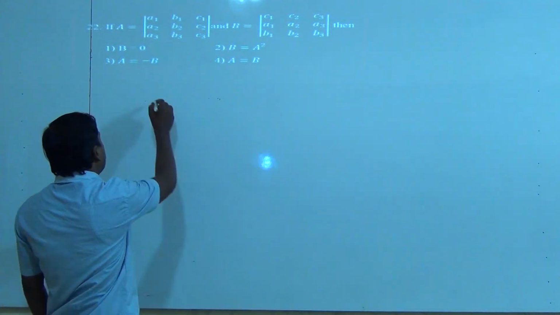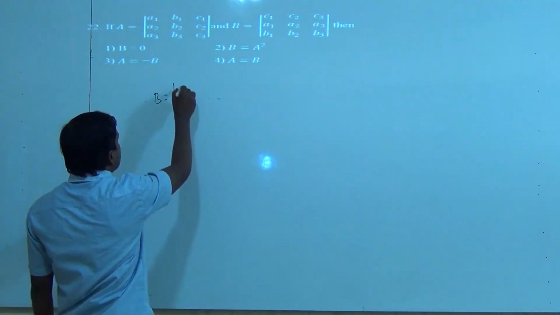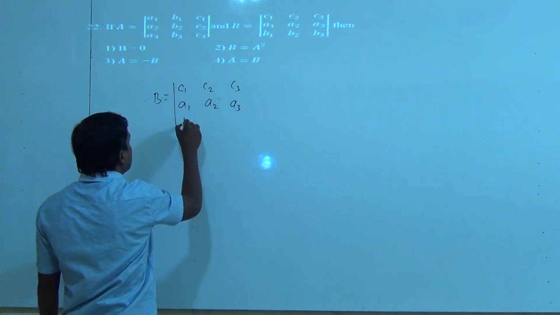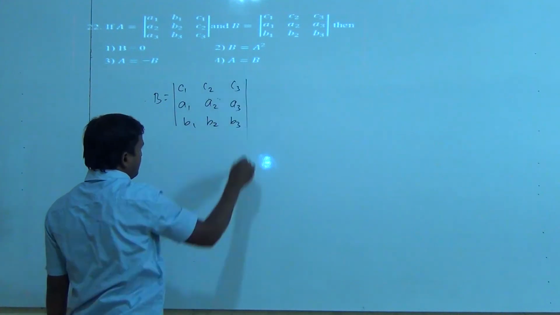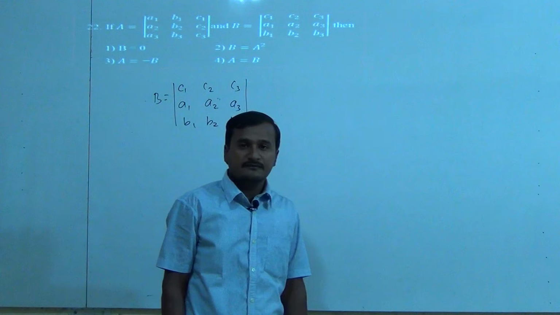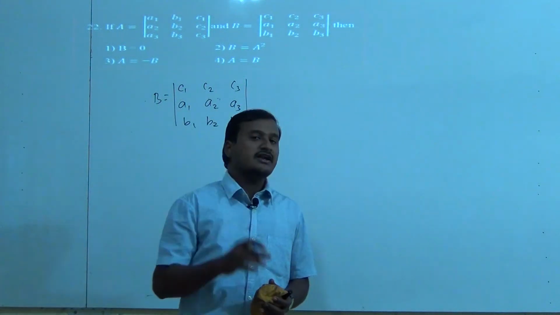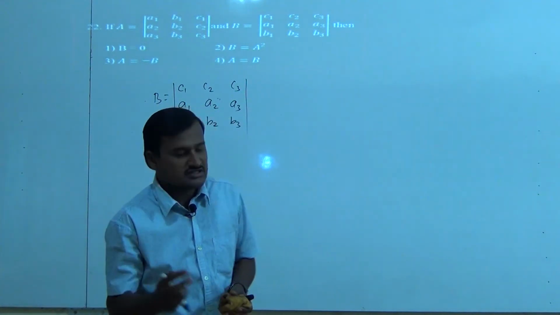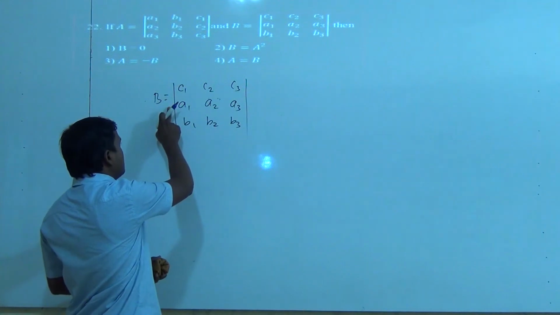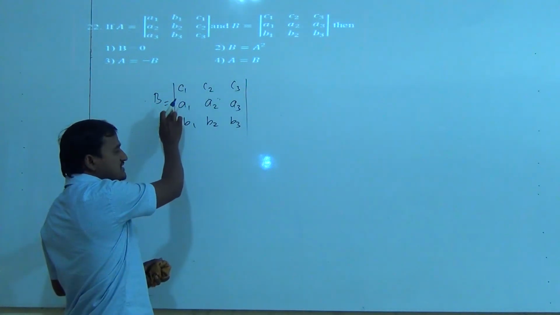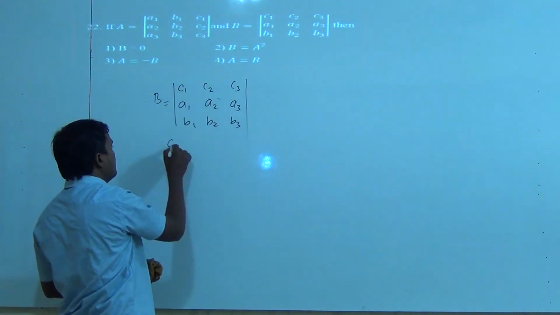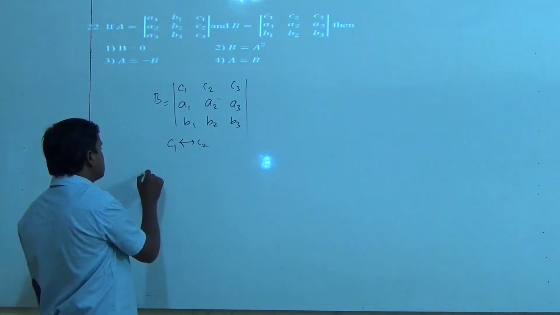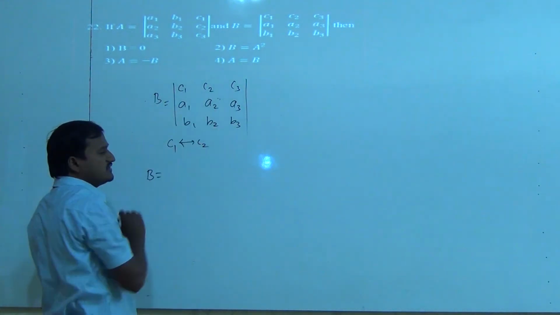For this I will consider the second determinant, that is C1 C2 C3, here it is A1 A2 A3 B1 B2 B3, right? We already know the properties of the determinant. In a determinant, if any two rows or columns are interchanged, then the sign of the determinant changes. Here the sign of this determinant is plus. Now I want to interchange these two. So I will change C1 to C2 and C2 to C1. In this case, the sign of this determinant changes.